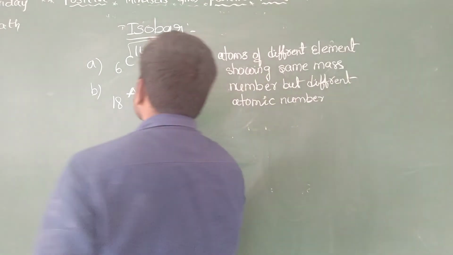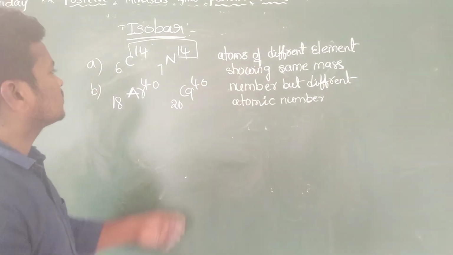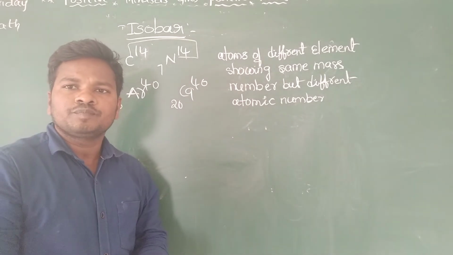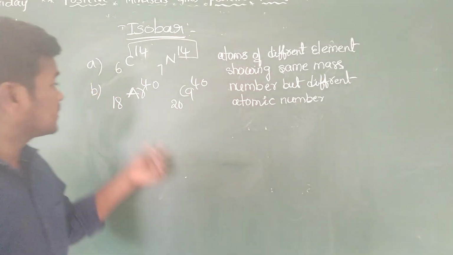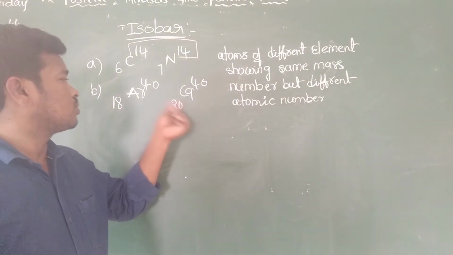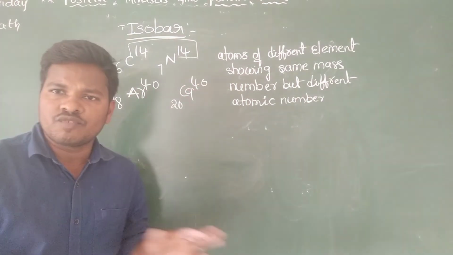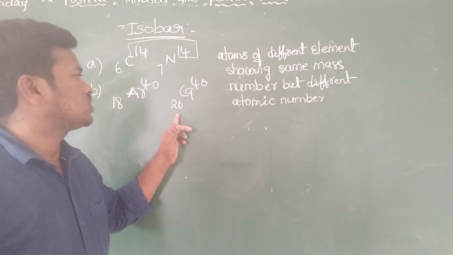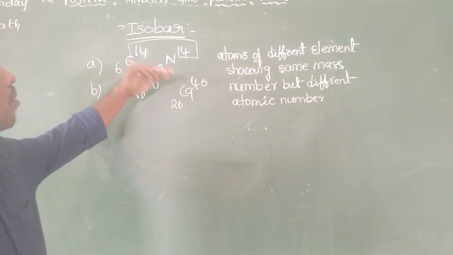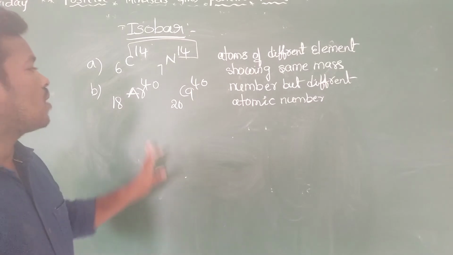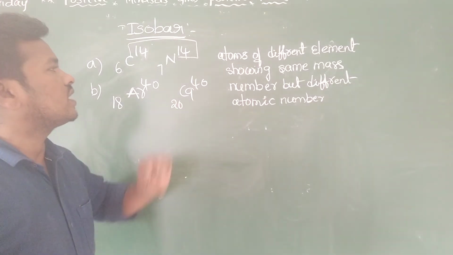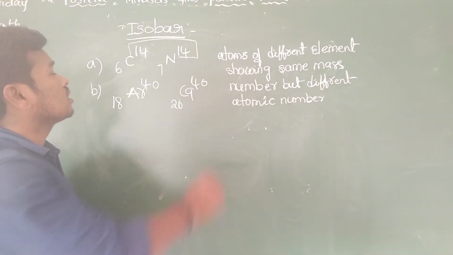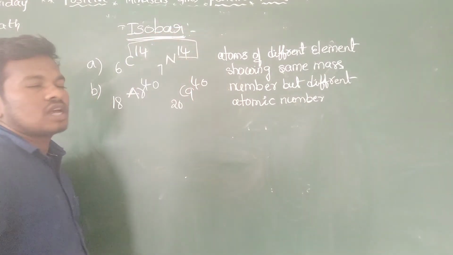So chemical properties will also be different. Why? Because the nuclear charge will be different, the protons will be different, so automatically the chemical properties will also be different. You can take the example of argon and calcium, having mass number 40, with atomic number 18 for argon and 20 for calcium. So the mass number is the same for atoms of different elements but the atomic number is different. Such species we call isobars.